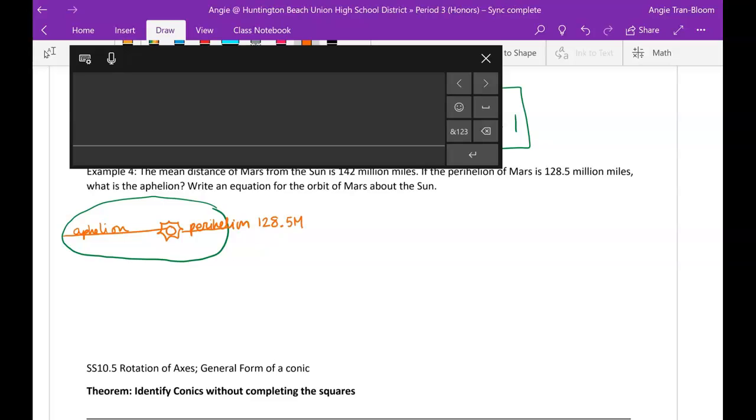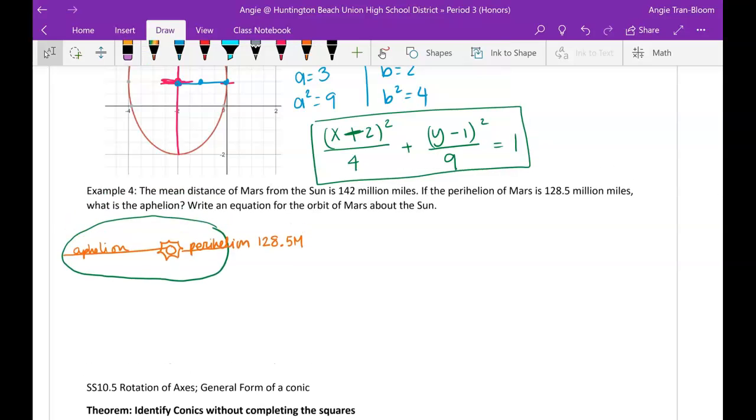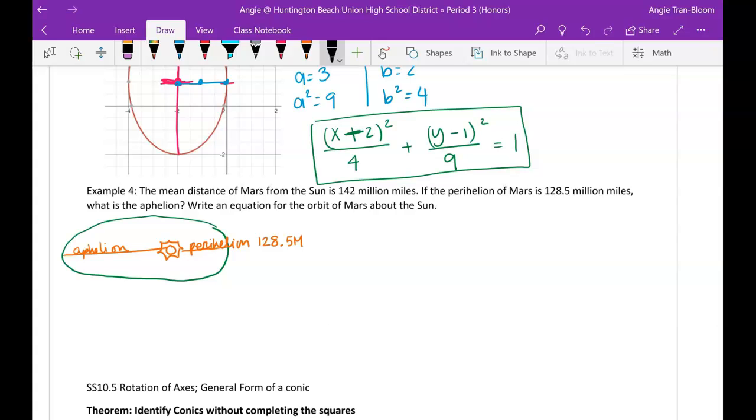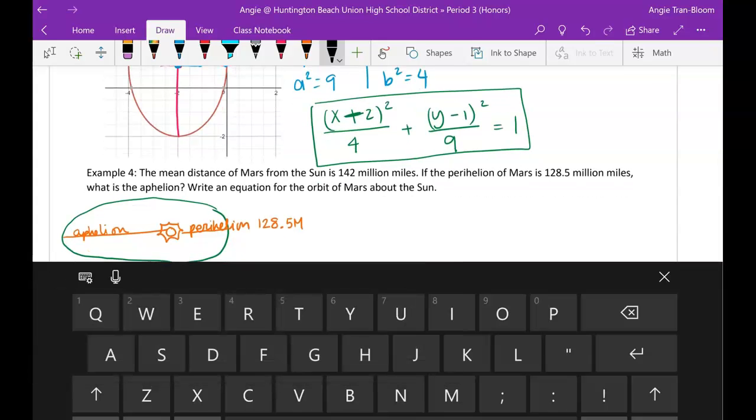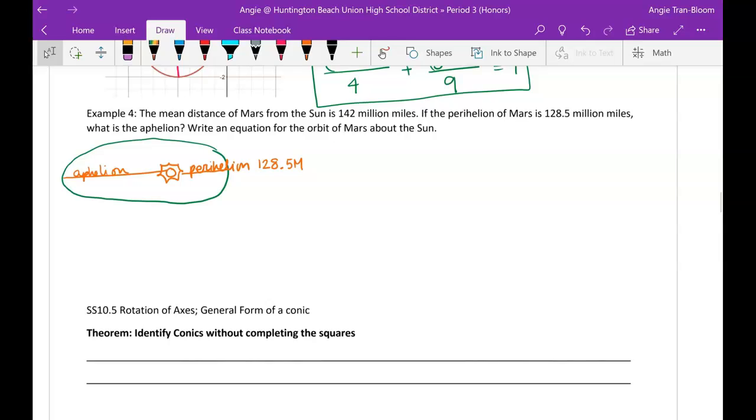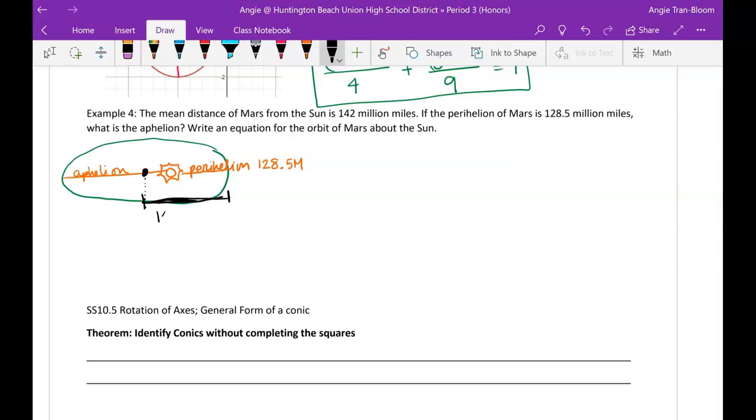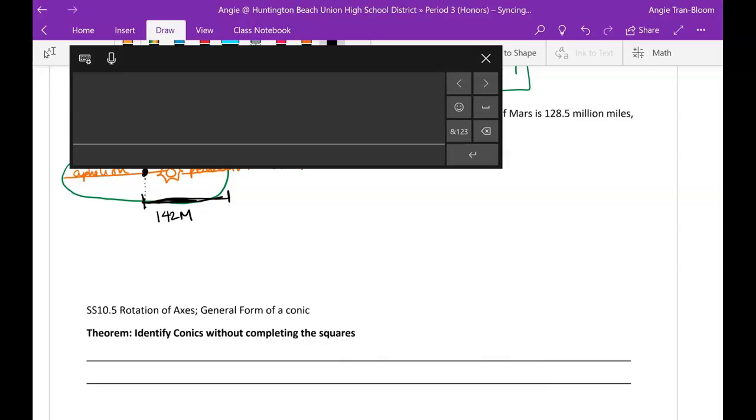Based on our instruction here, the perihelion is 128.5 million miles. In addition, it said the mean distance is 142 million miles. Based on the definition, the mean distance is from the center to the vertex, or one of the vertices. So this is your mean distance: 142 million miles.